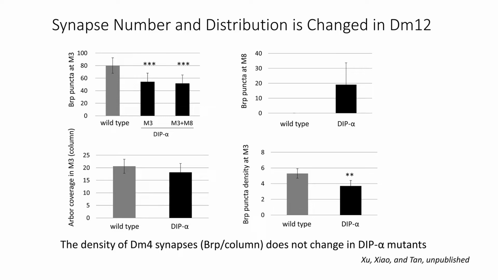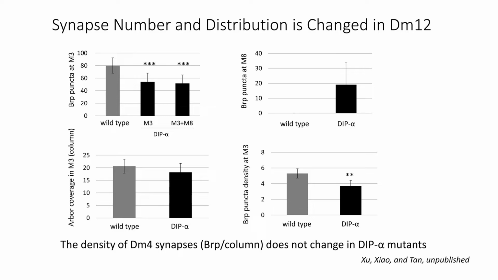This shows that for DM12, regardless of whether they target only to the M3 layer or whether they go to M3 and M8, they show a reduction in M3 of about 30 to 40% in the number of presynaptic sites. Of course, the DM12 neurons don't project to M8 in wild type. There are no synapses there.